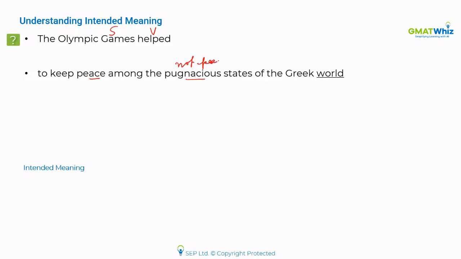Pugnacious actually means aggressive, but context-wise, you know that the Olympic Games help to bring about peace among not-so-peaceful states of the Greek world. Nothing wrong so far, most of it is non-underlined. However, once again, let me stress, read the non-underlined portion as if it were underlined, because sometimes the error in the underlined portion is because of the non-underlined portion.